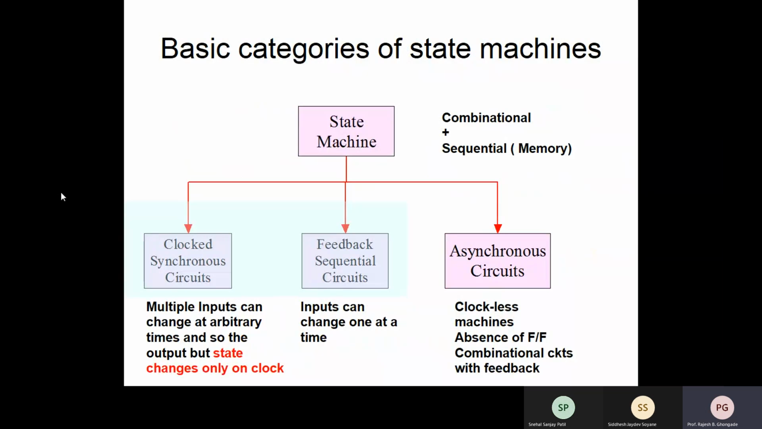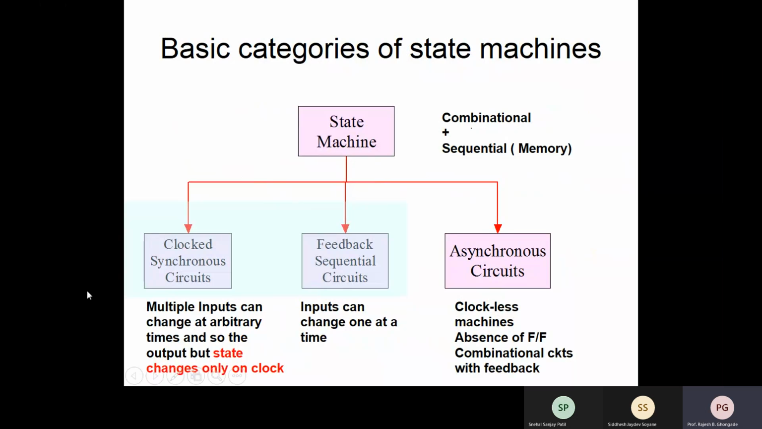Now there are three basic categories of state machines. A state machine is nothing but a combination of combinational as well as sequential logic circuits. There are three basic types. One is called clock synchronous circuits. One is called feedback sequential circuits, and the third one is called asynchronous circuits.